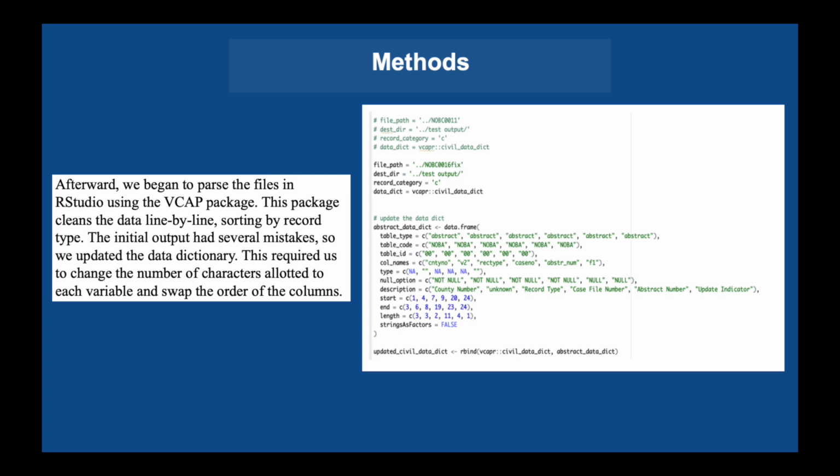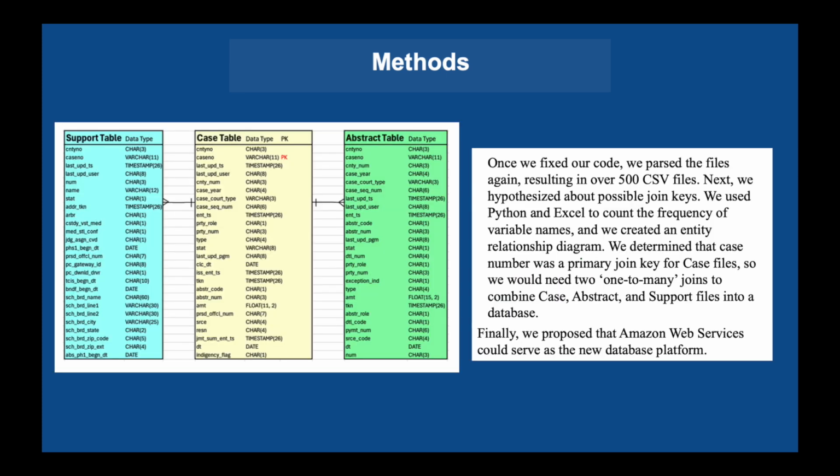One example is shown on the right, where there were mistakes with the abstract data dictionary, so we had to manually change the data frame by entering the table type, table code, table ID, column names, variable type, null option, description of the variables, etc. Once we fixed our code, we parsed all the files again, resulting in over 500 CSV files.